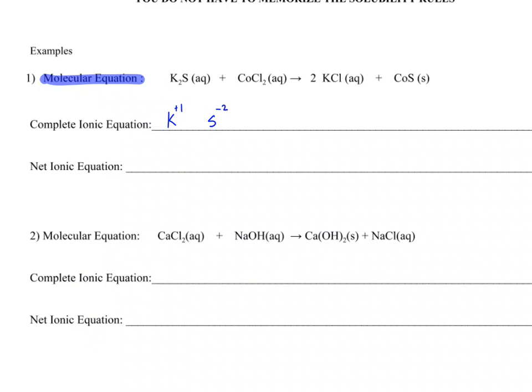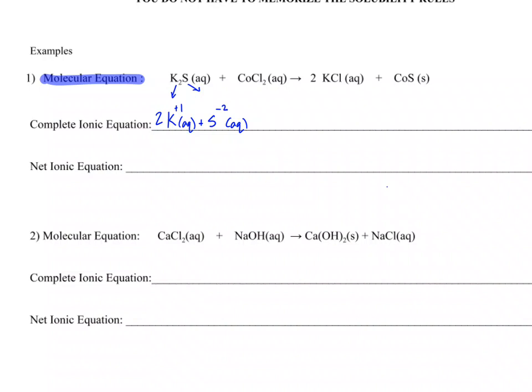Now there's some other important information that we need to know here. Potassium here has a subscript of 2, so that tells me that I've got 2 potassium ions, so I need to make sure that I add that. And potassium sulfide is now dissociated into potassium and sulfide ions. Well, potassium is considered still aqueous because it's dissolved in a solution, and sulfur is also dissociated into a solution, so it's still considered aqueous.